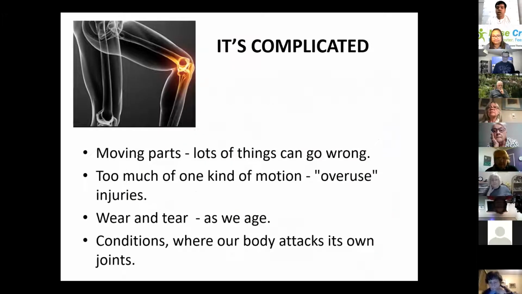There are so many conditions where our knee can get injured or damaged. It is a complex joint, and a lot of things can go wrong. Too much overuse of the knee can damage lots of structures inside the knee, which we are going to talk about. And there are a few conditions where our own body attacks our own joints, which we are going to discuss as well.